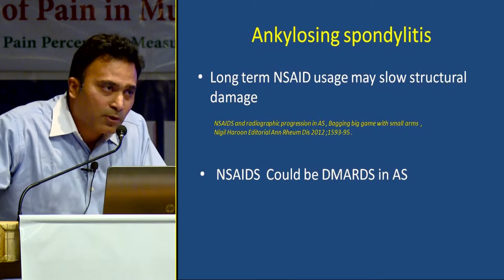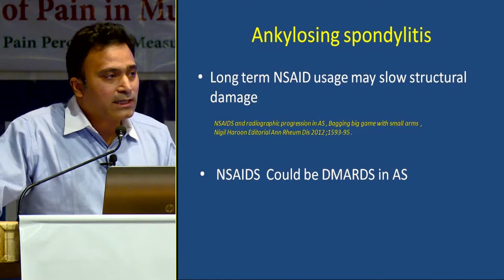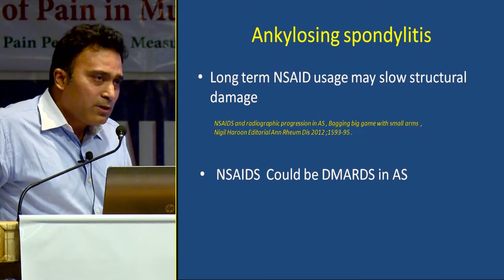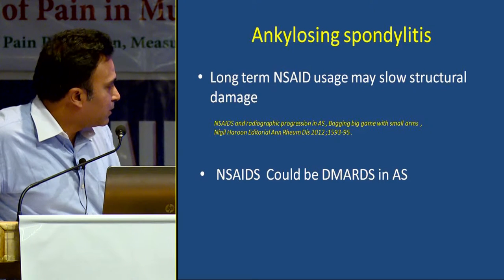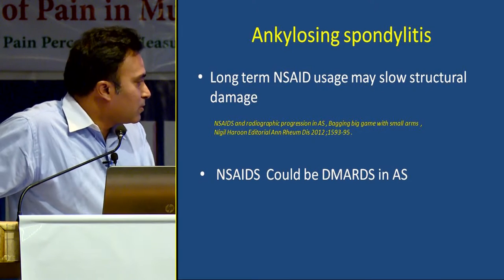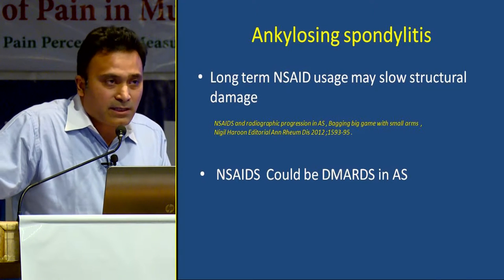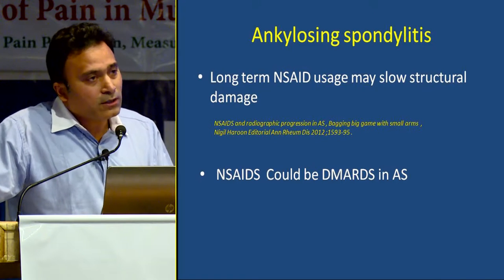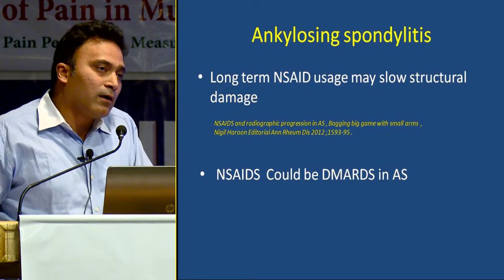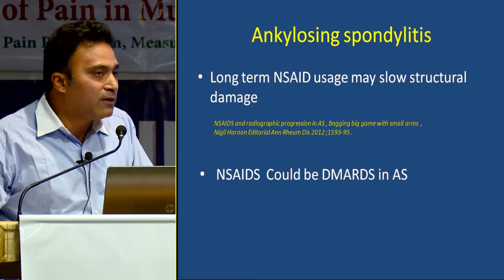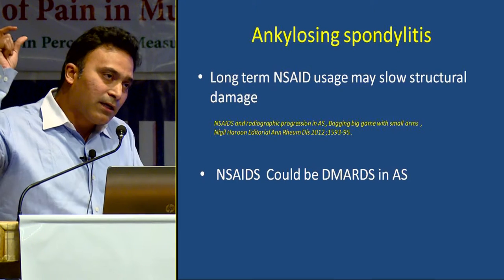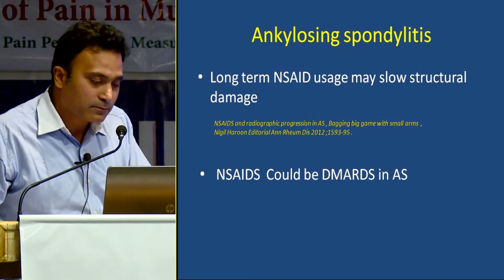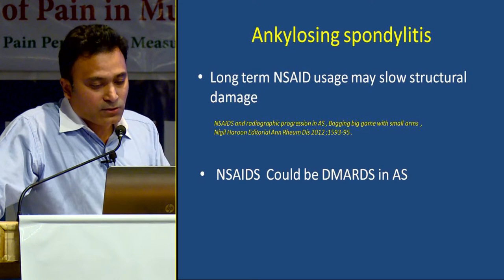Coming to ankylosing spondylitis, the story of NSAIDs is slightly different compared to rheumatoid arthritis. There are a good number of studies, and this editorial from Nijil Haroon in 2012 has compiled a lot of previous data. Most of the data came from Germany, from Joachim Sieper, where they studied long-term NSAIDs. If NSAIDs are used for more than 1 year, up to 2 years, at the end of 2 years the structural damage happening in the spine has been reduced when we use NSAIDs long term, especially in ankylosing spondylitis.